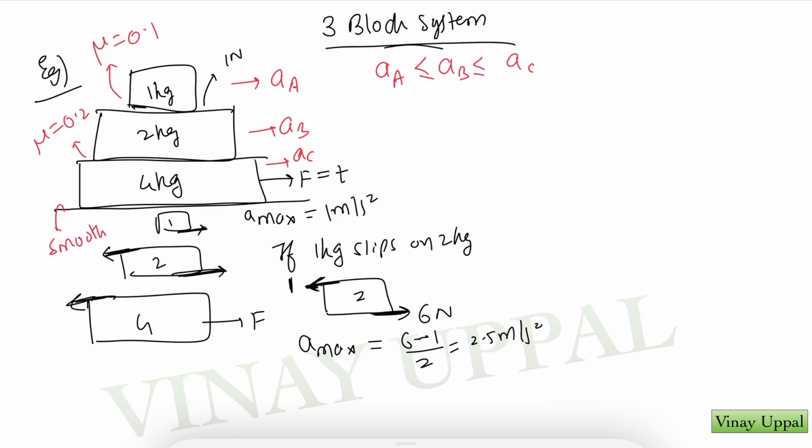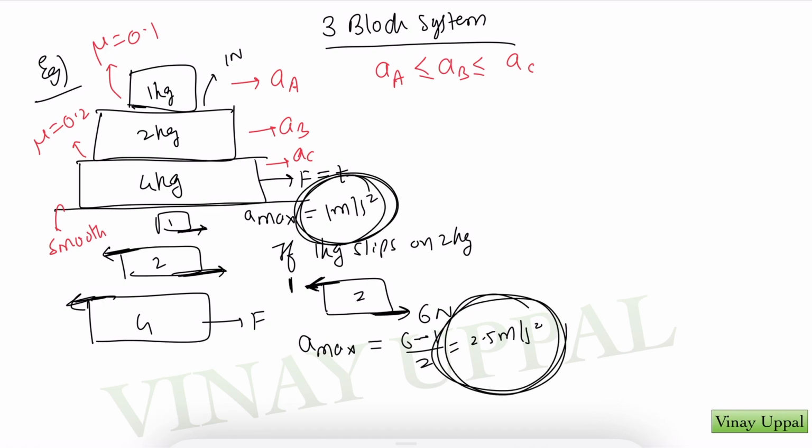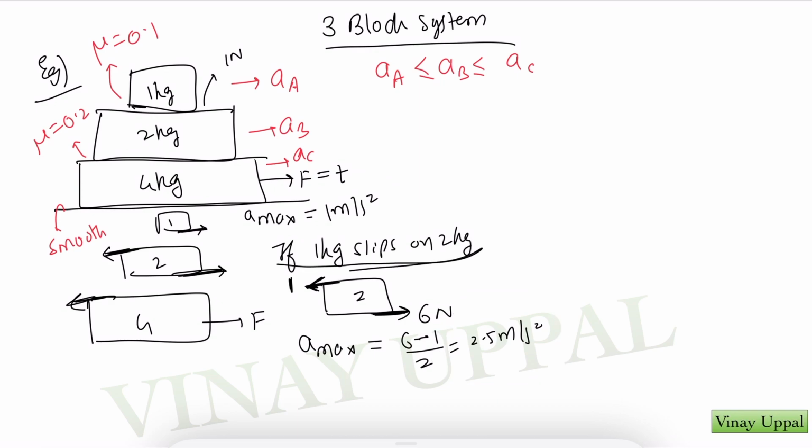Now you check whether this is being satisfied or not. The maximum acceleration of 2 kg, under the condition that 1 kg slips on 2 kg, is greater than 1 meter per second squared. So this condition is satisfied, and therefore what we are trying to check, if 1 kg can slip on 2 kg, is indeed possible. If you got this acceleration lesser than that acceleration, that means this condition is not possible. In that case, 1 and 2 kg will always move together and you can combine them and reduce your problem to a 2-block system. So in this particular question, the system is going to move together till they reach an acceleration of 1 meter per second squared.